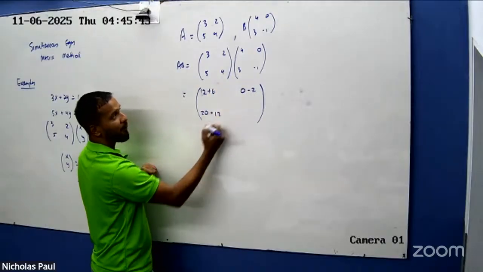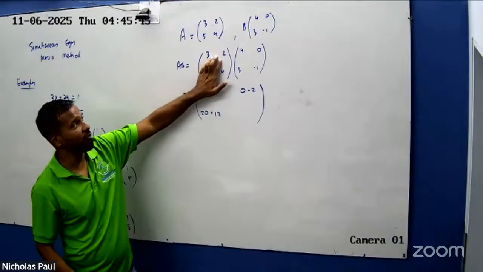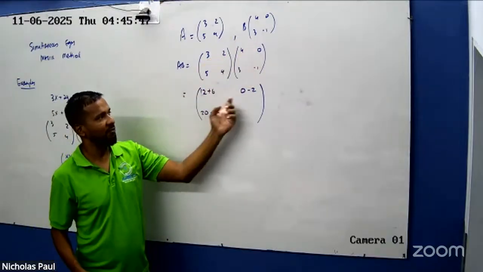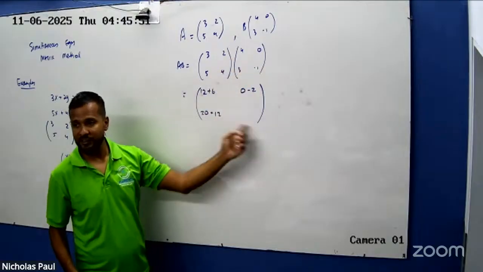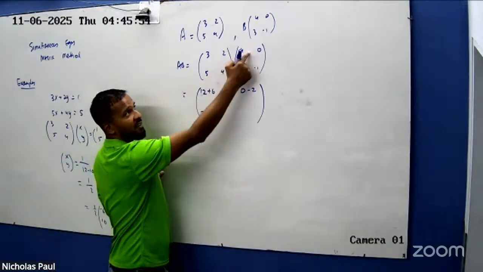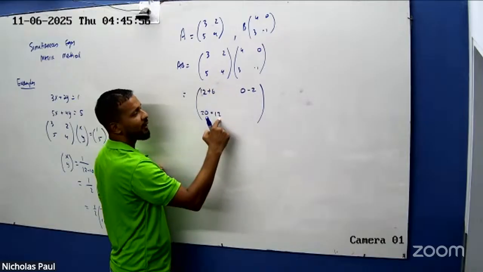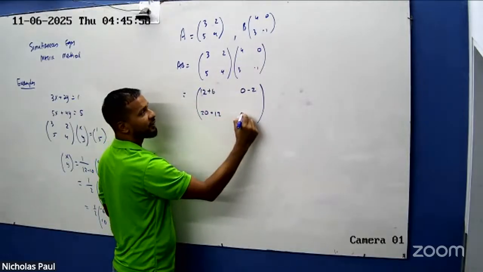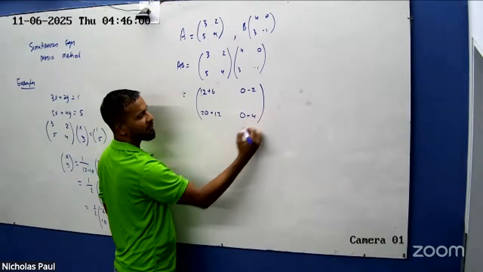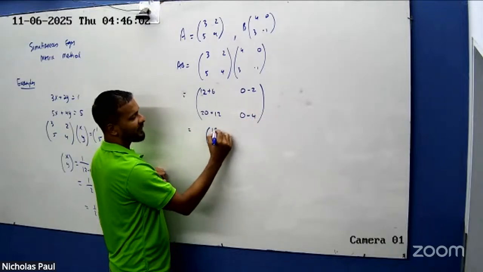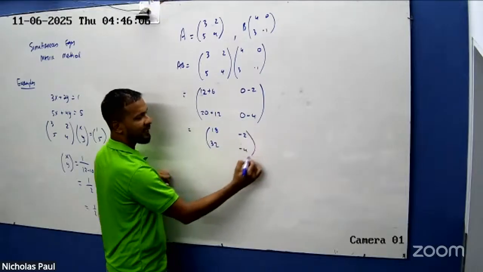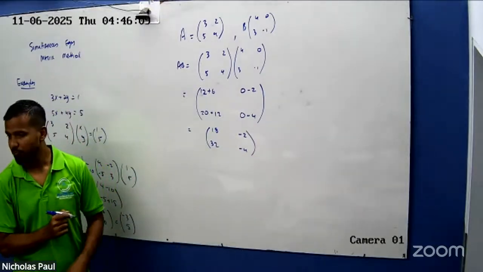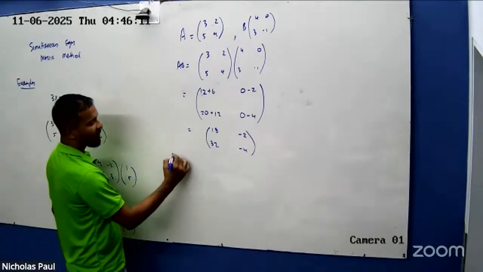And you add them. Please remember, the first row will give you your first row of answers. Your second row will give you your second row of answers, right? 5 by 4 is 20, 4 by 3 is 12, 5 by 0 is 0, 4 by minus 1 is minus 4. So your answer is 18, minus 2, 32, minus 4. Right? Now you have to find B by A.